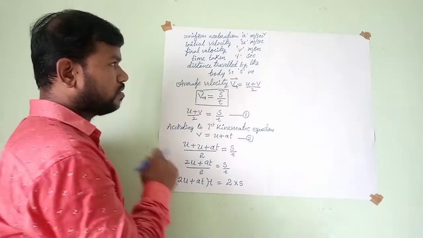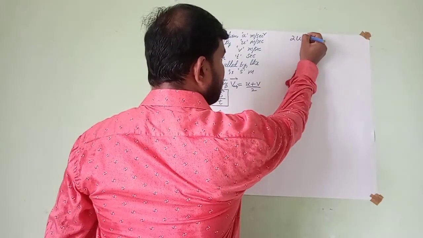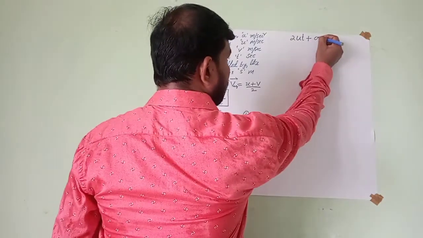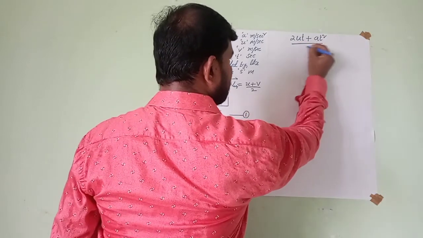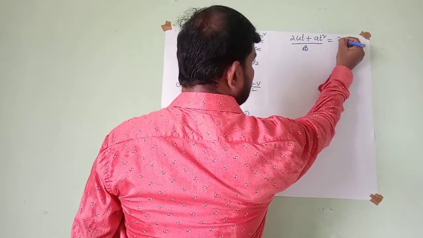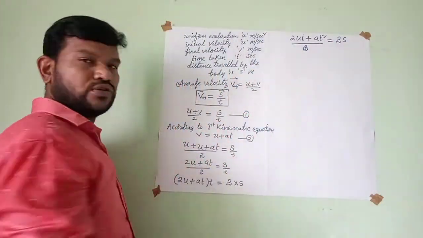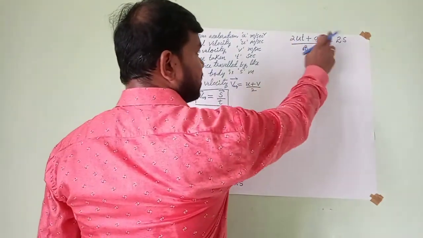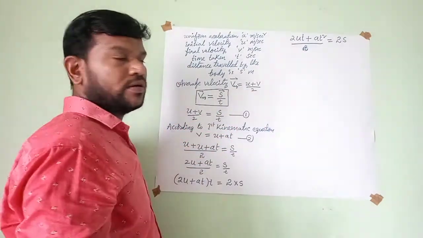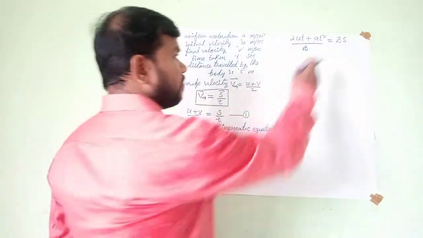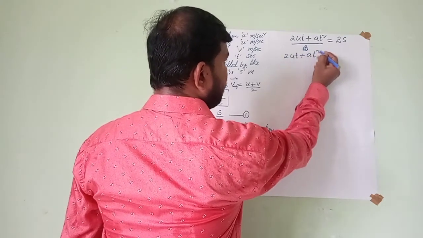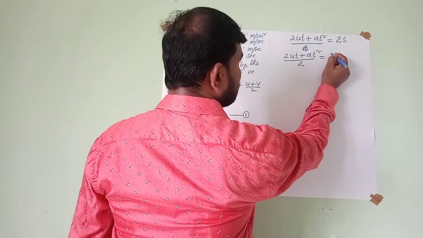So T into 2U, 2UT, plus T into AT, AT square, by 2. Already the 2 we sent, so it is equal to 2S. So 2UT plus AT square is equal to 2S. Students observe. Now S is equal to, sending this 2 here, 2UT plus AT square by 2 is equal to S.